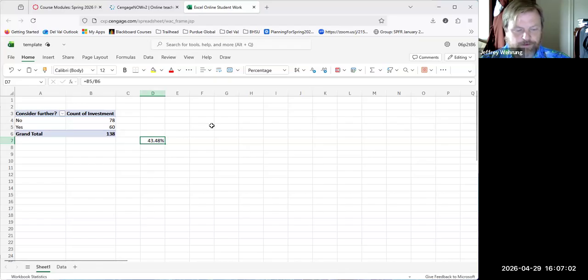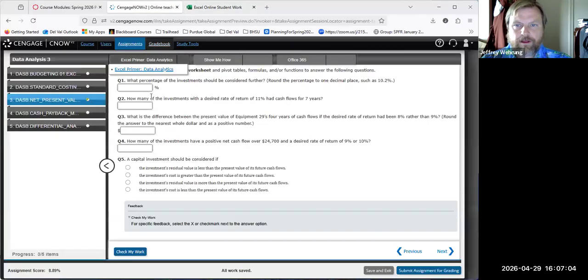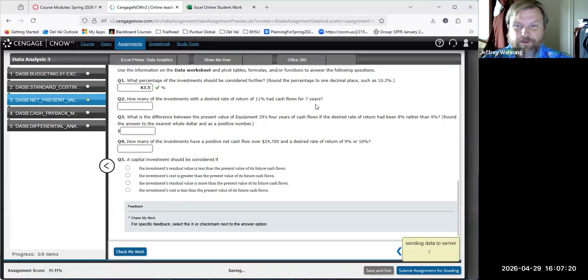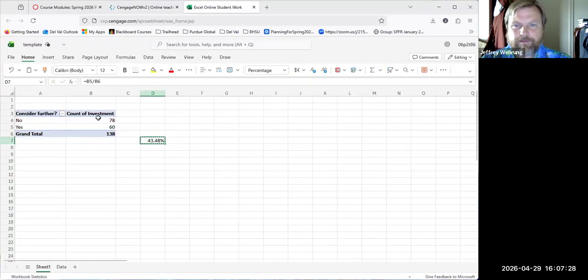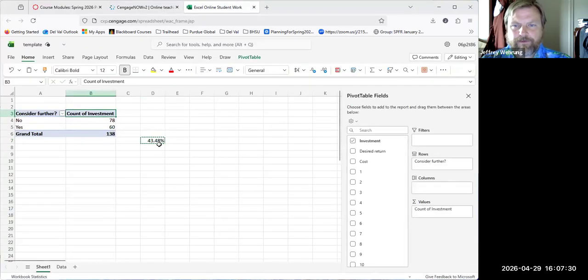Okay, so 43.48. Put this in here. I notice it says 1 decimal place, so I round that up. There we go. Okay, Q2, how many investments with a desired rate of return of 11% had cash flows for 7 years? So what are we going to put in here? We have a filter for 11%, and we want to know how many have cash flows for exactly 7 years. There's a couple different ways I could handle this.